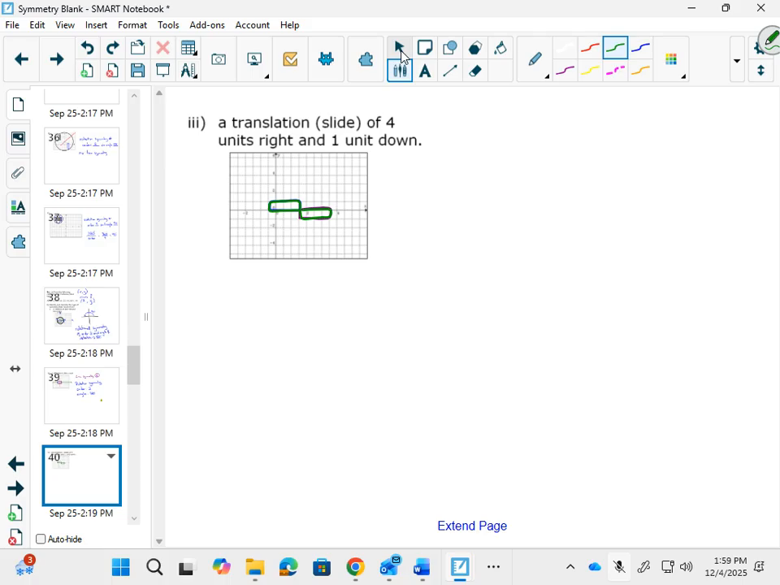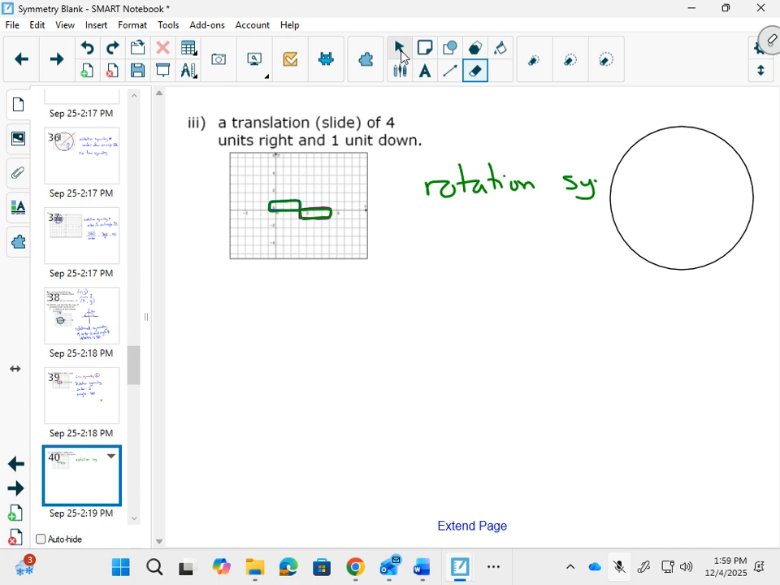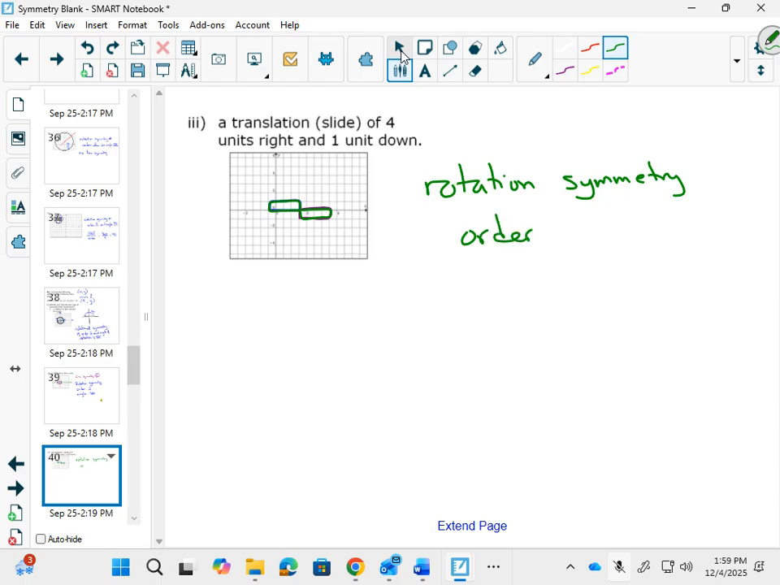Do you think we have rotation symmetry? Yes or no? If it does, I'm going to click on it and I'm going to spin it halfway around. Oh, yes it does.